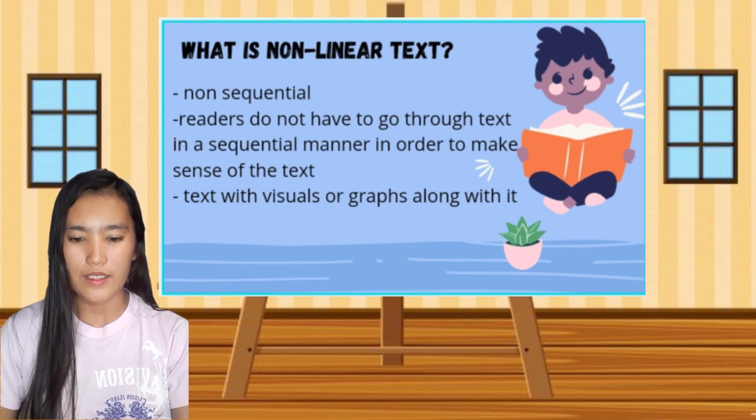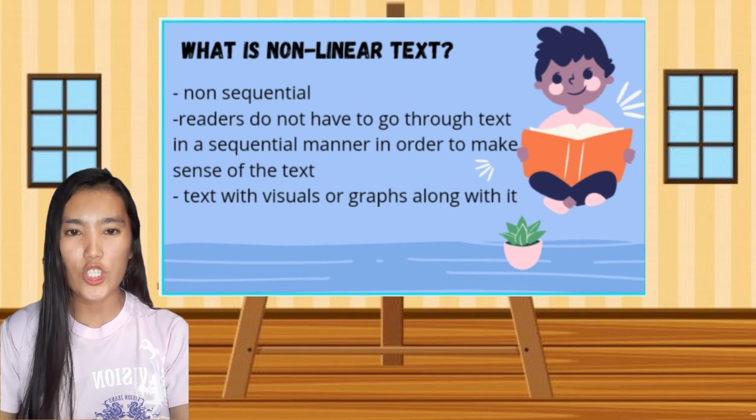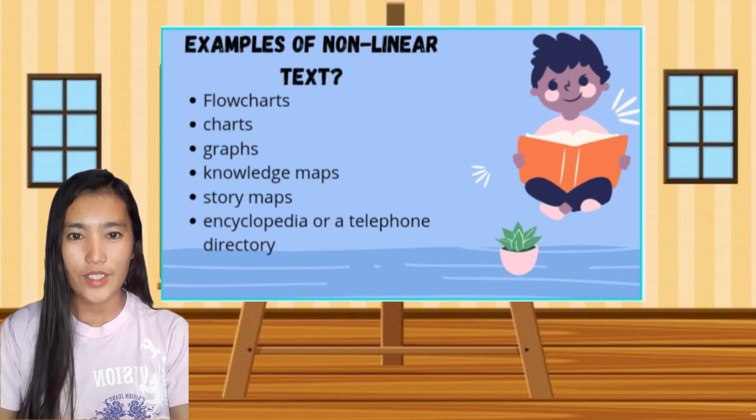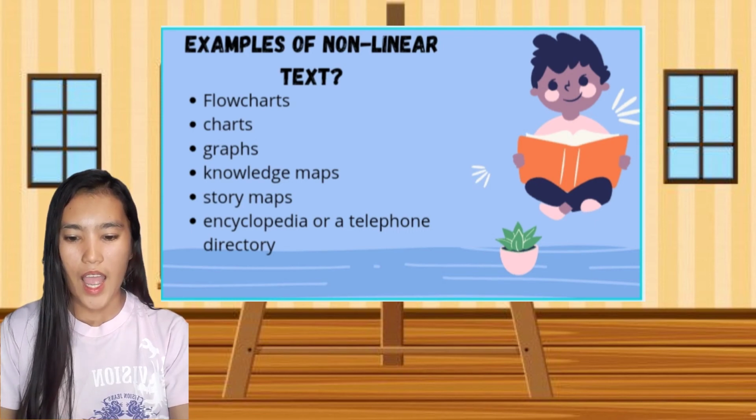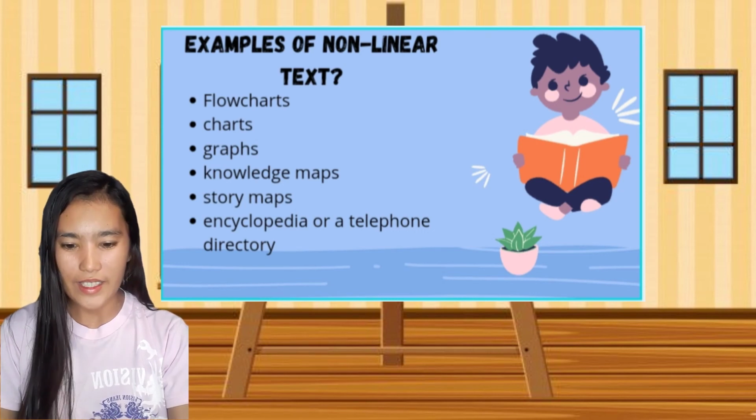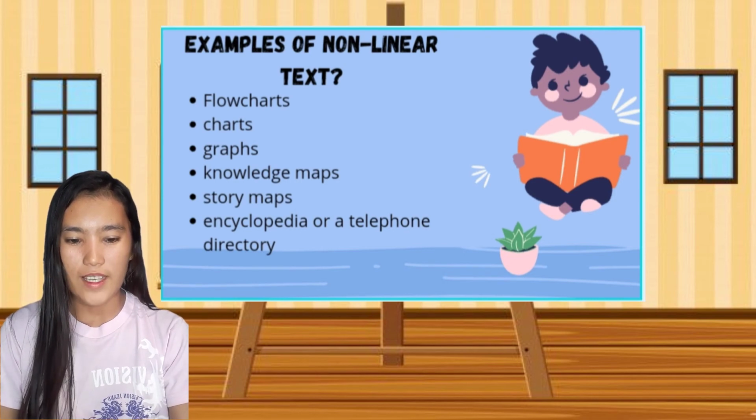This type of text has many reading spots since it's the readers who decide the sequence of reading, not the author of the text. So we have here examples which are flowcharts, charts, and graphs, for example, pie charts and bar graphs, and graphic organizers such as knowledge maps and story maps. In fact, any text that is not read from the beginning to the end falls into the category of non-linear text.